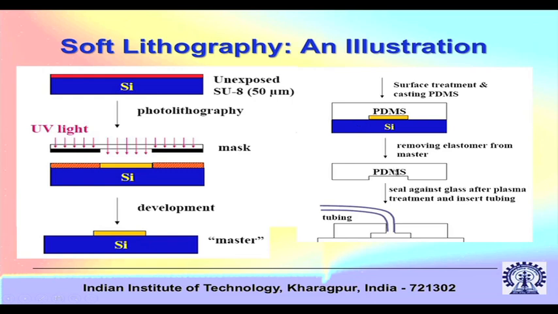Then you remove the elastomer from the master. See, this is the shape that the PDMS has assumed. Why is this the shape? Because in this yellow colored region the PDMS is not filled, right. So just imagine that this white colored region is lifted away, if it is peeled off. So if this is peeled off, you will get this groove shape and then you seal it against glass after plasma treatment and insert tubing. So you make a bonding between the PDMS and glass and the grooved region will make microfluidic channels.